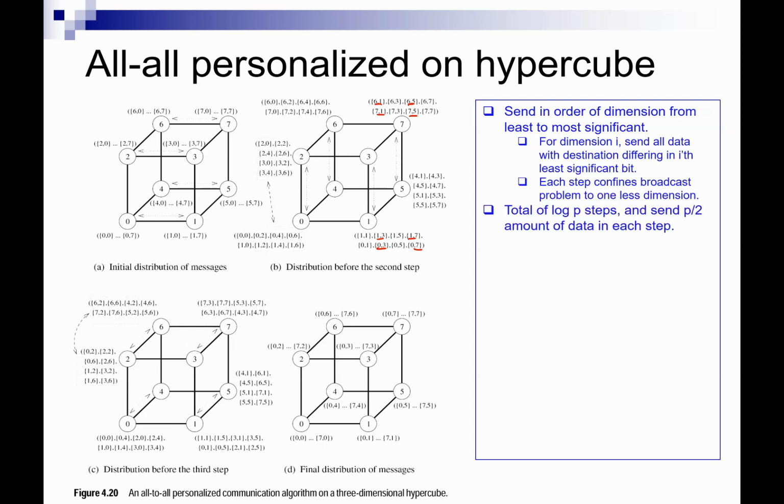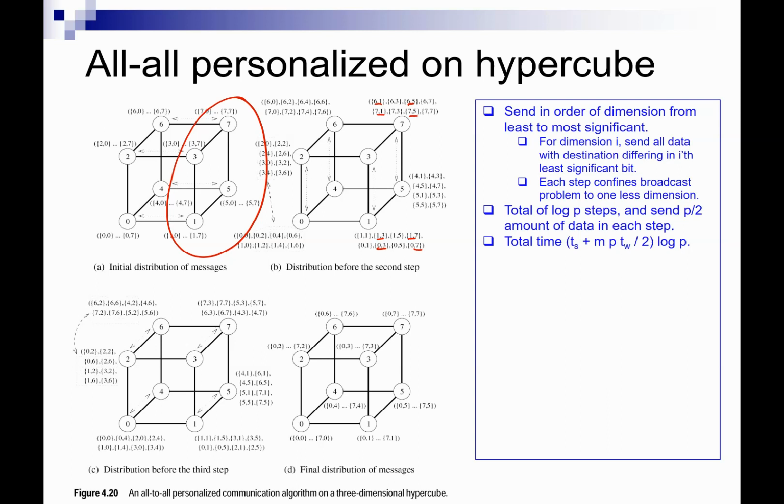Okay, so then we just keep doing this, and so the total number of steps we take is log p, right? And in each step, you have to send half the data, right? So for example, in the first step, 0 had to send half of the data, the data for this phase, right? So half the processes are in that phase, so you have to send half the data in each step.